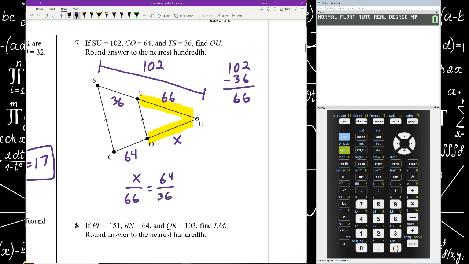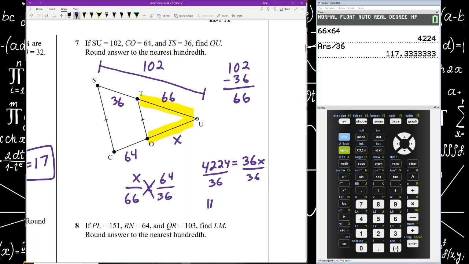Alright, now it's time to cross multiply. 66 times 64 ends up giving me 4,224. Alright, so 4,224 equals 36 times x, so 36x. Divide both sides by 36. Alright, when I divide by 36, my final answer ends up being 117.33.